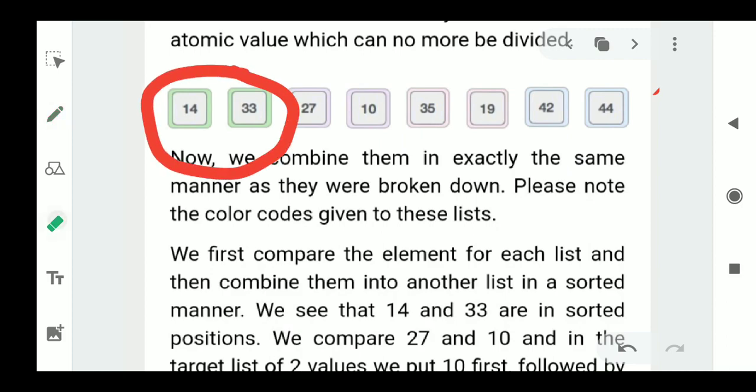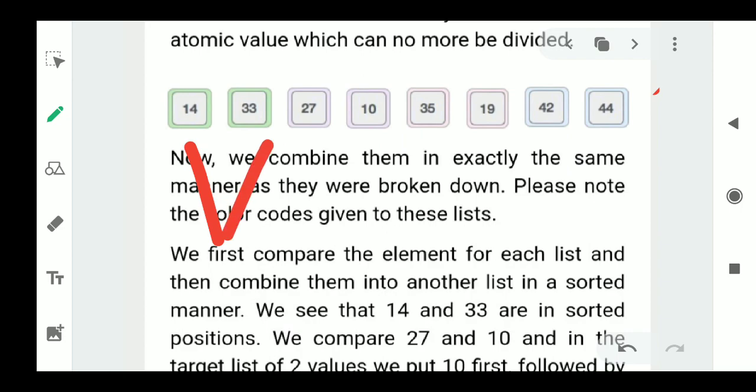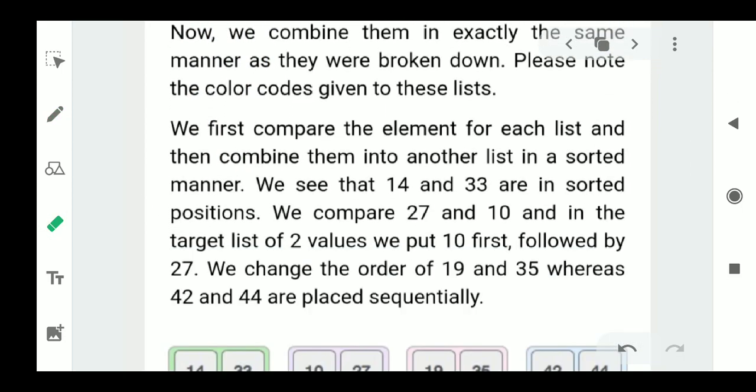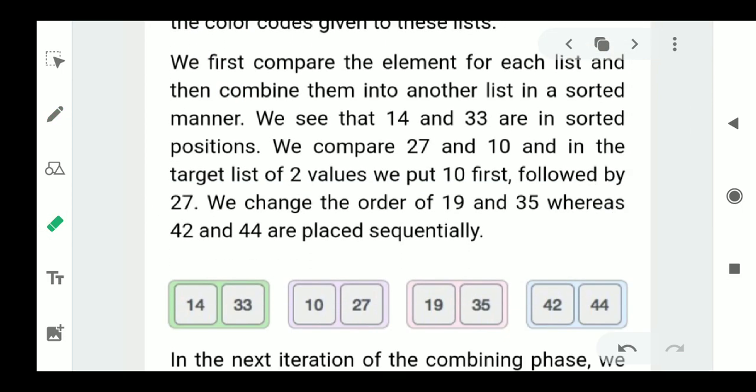So we will compare these two elements and identify whether they are in the proper order or not. If they are in the order, don't swap them. If they are not in the order, please swap them. So now 14 and 33, they are in the order, right? We will not swap them, and we will sort the elements into the same list.